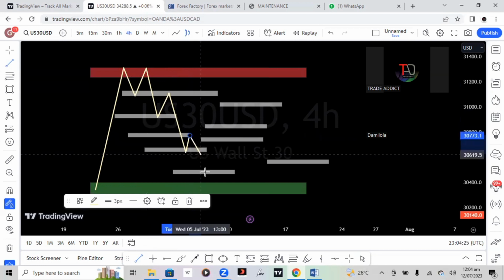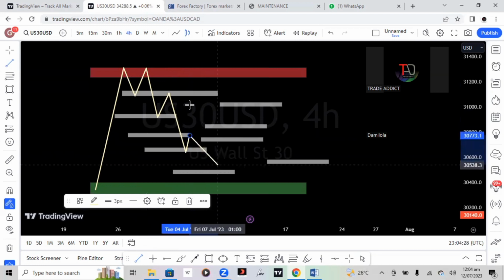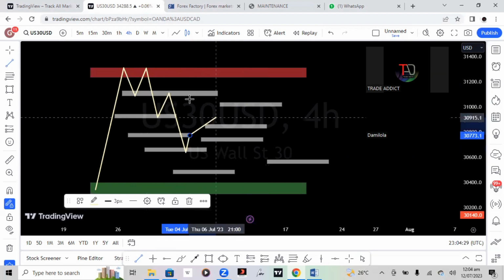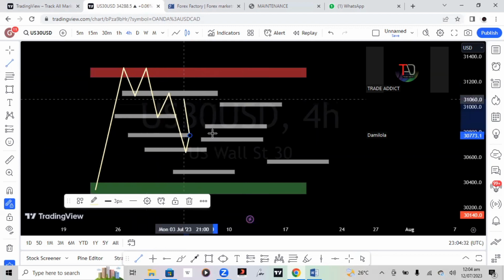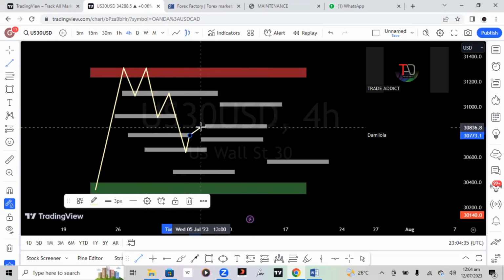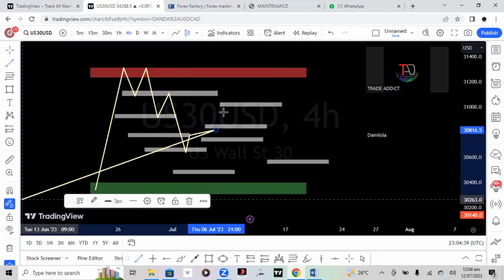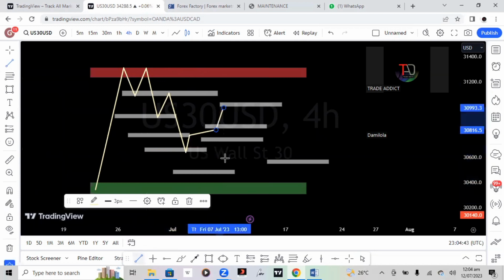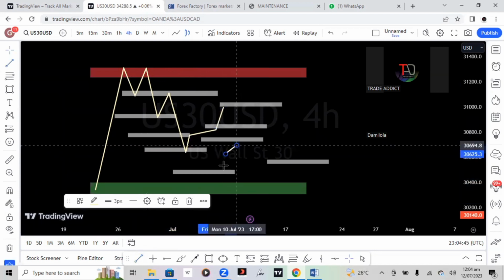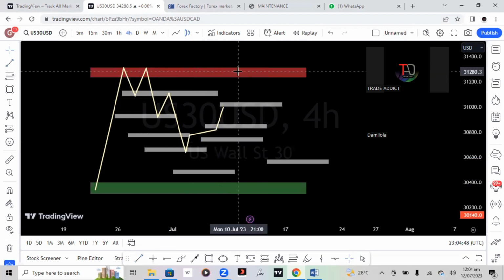So what I'm trying to say is all of these levels here are called minor zones. They are called minor support and resistance, and they can easily be broken. Unlike this demand and supply, whereby it takes a lot of candlesticks before price will finally break out of these zones. So that is the difference between demand and supply and support and resistance. I hope you understand.